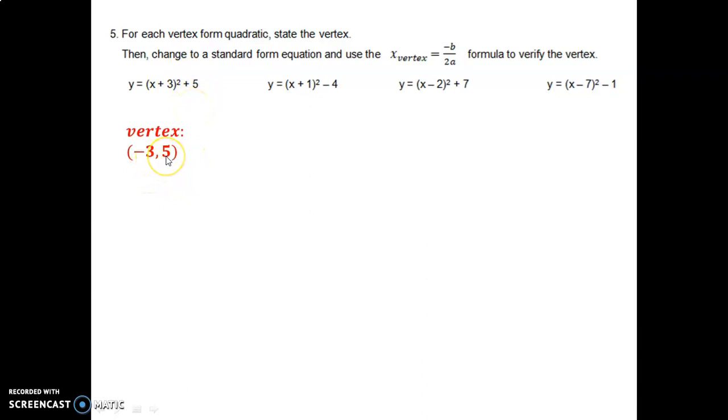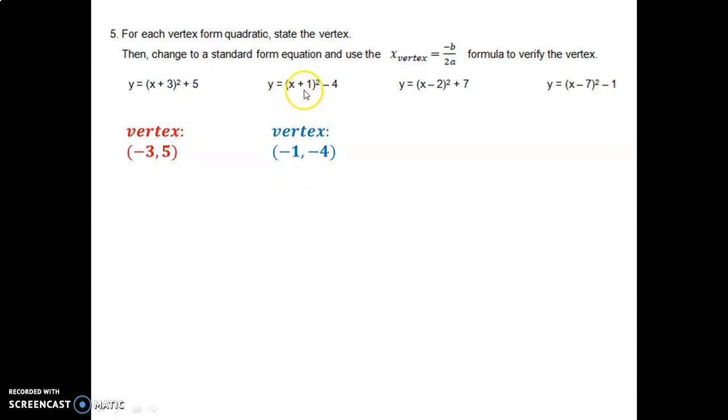It's negative 3, 5. I hope you didn't put 3, 5. Remember that key point: the sign you see here with the x, the vertex x value always becomes the opposite of that. So we saw positive 3, it's going to be negative 3. The y one, however, the k value, tells us exactly what the y vertex value will be.